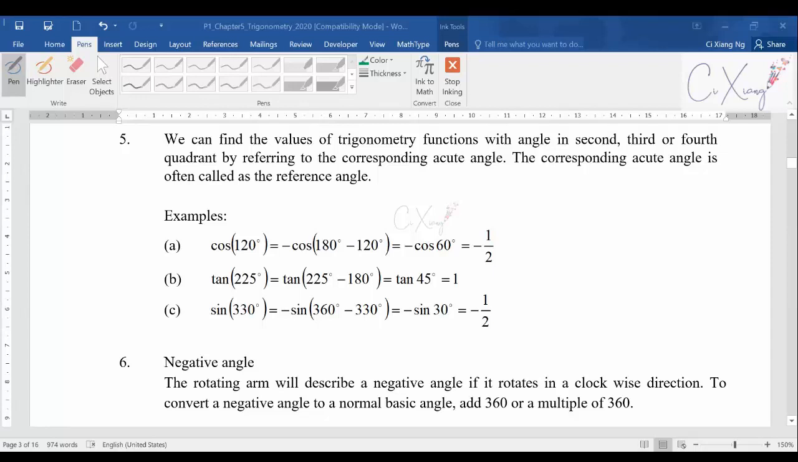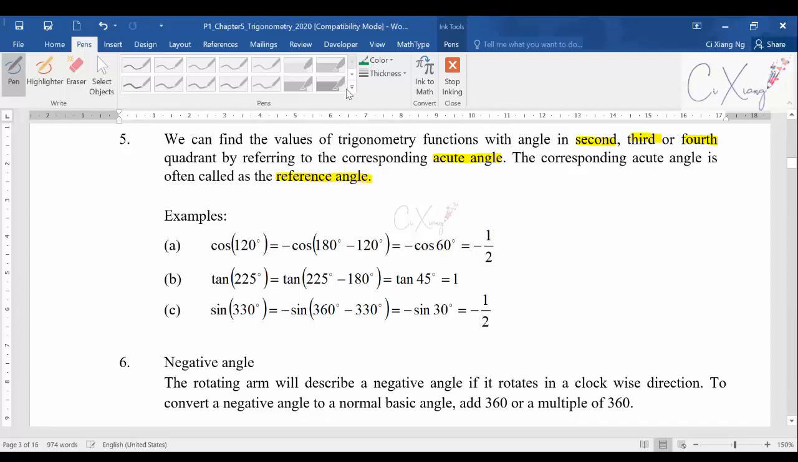All right. Where we stopped in the previous video is that we can find the value of the trigo function with the angle in the second, third, or fourth quadrant by using the acute angle. The acute angle, I call it the basic angle, but some books will tell you that it is actually the reference angle. So there are many ways.